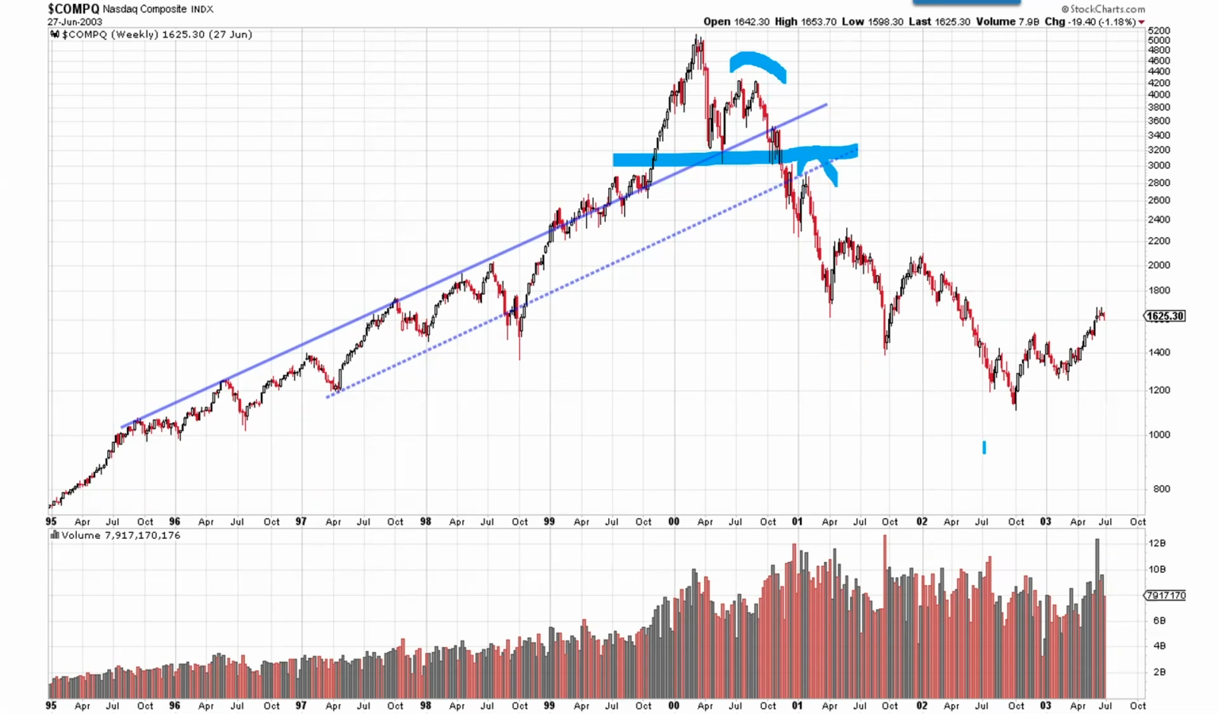This was a terrible markdown. This was comparable in terms of percentage terms, greater than the high to low decline that occurred in the 1907 panic. So you can say, well, why are you looking at 1907? It's not relevant. Well, here's 2000 to 2003, and this was just an incredible destruction of value that occurred.